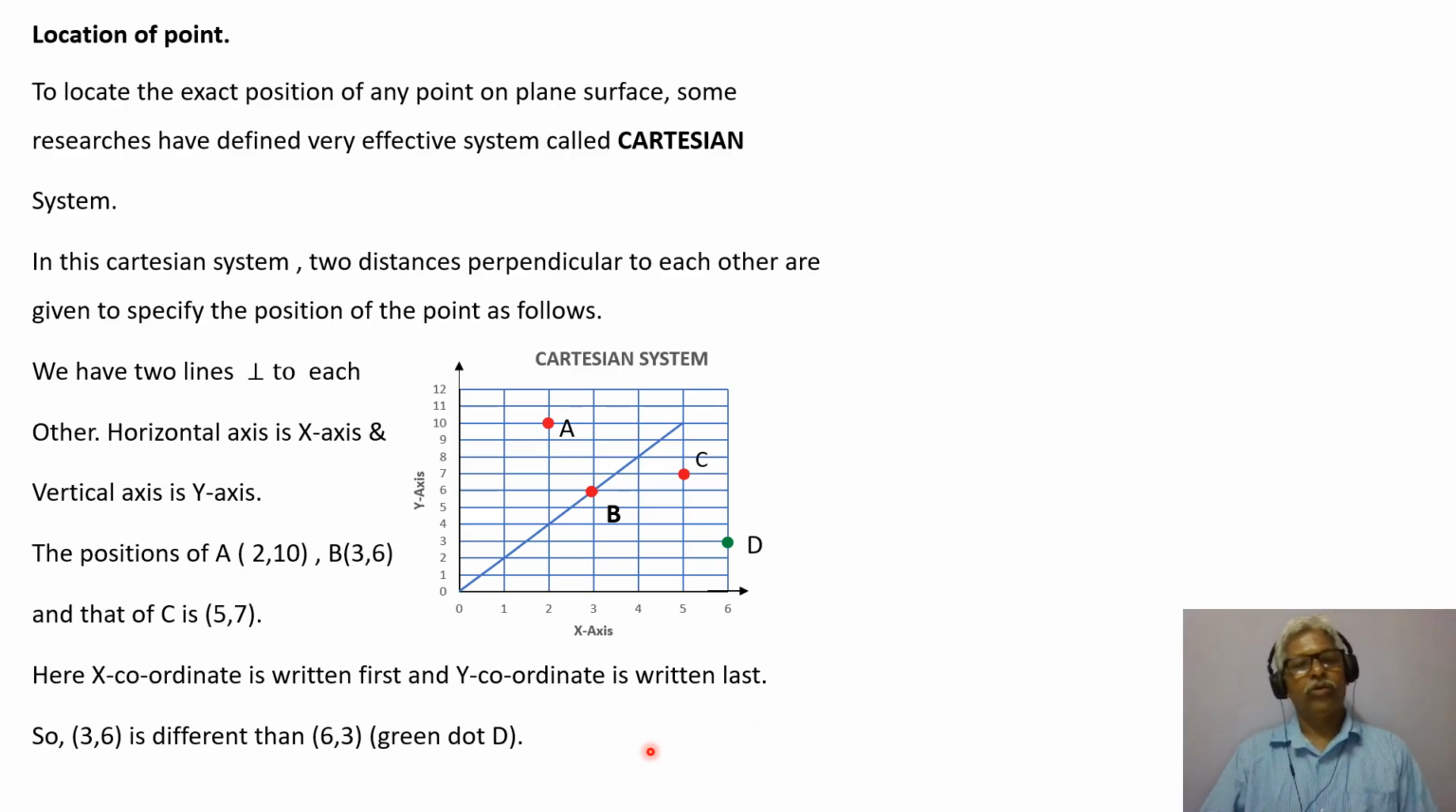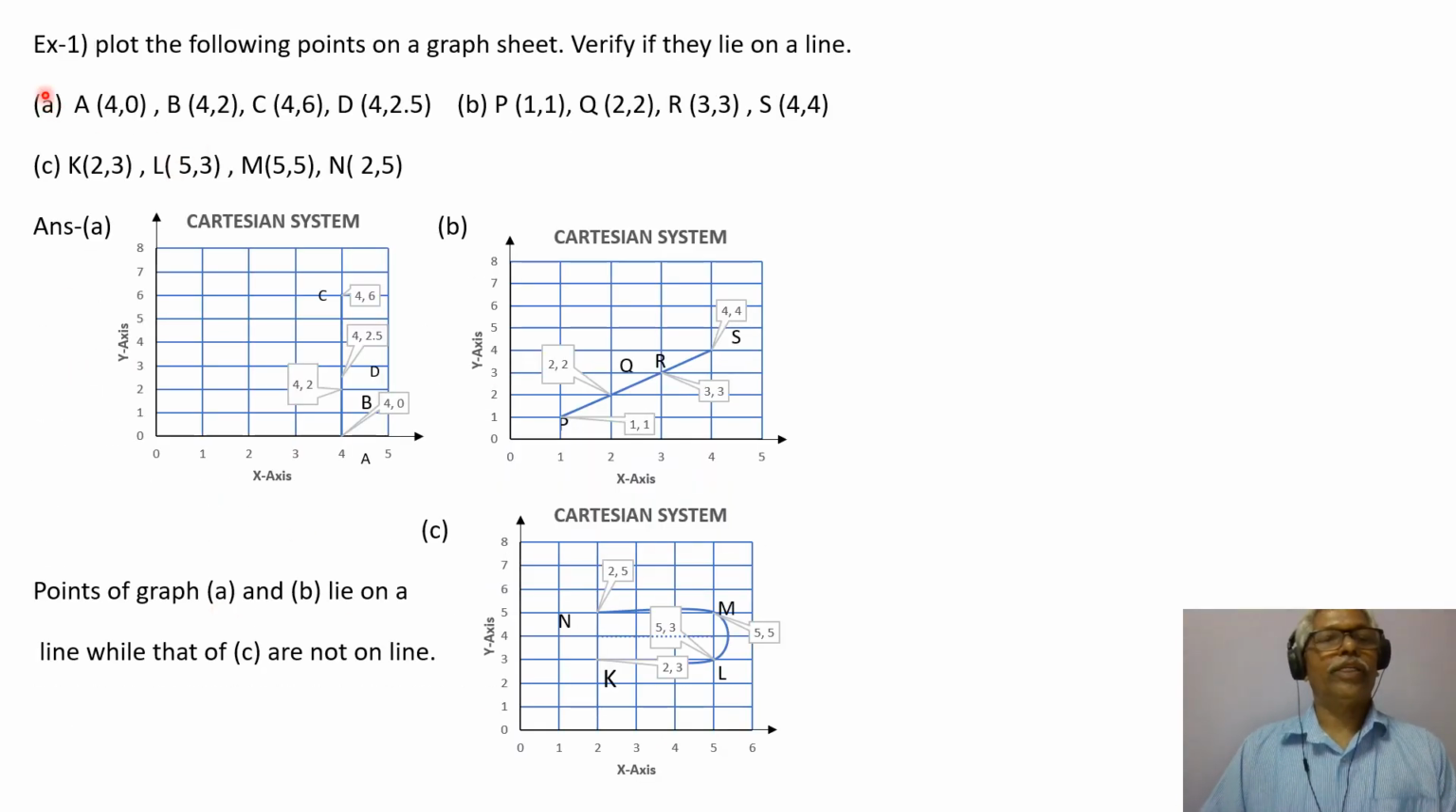Okay, so we move ahead. Now let us solve some examples on this topic. Exercise 1. Plot the following points on graph sheet and verify if they lie on a line. Okay, first one, points are A (4, 0), B (4, 2), C (4, 6), D (4, 2.5).